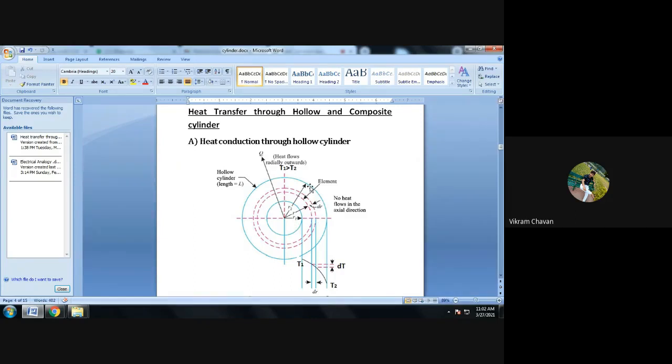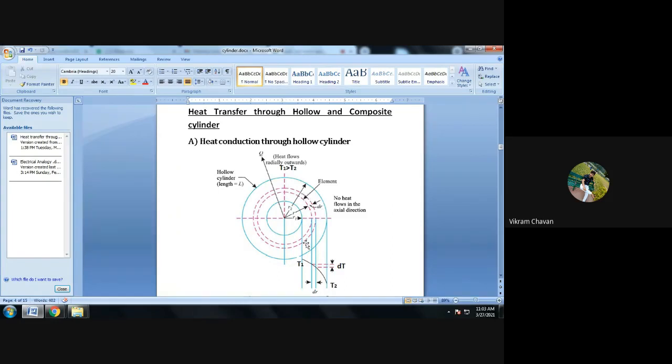Now, for the derivation purpose, we have considered that the internal surface of the cylinder is maintained at T1 degree Celsius and the external surface is maintained at T2 degree Celsius, so that heat is flowing from the inside surface towards the outside surface. We have considered that heat is flowing only in a radial direction. This hollow cylinder has a length L.